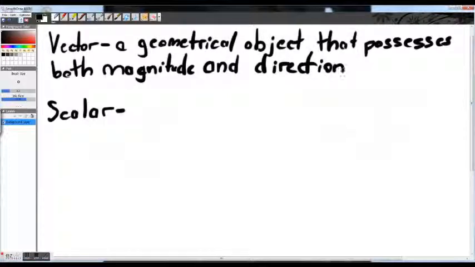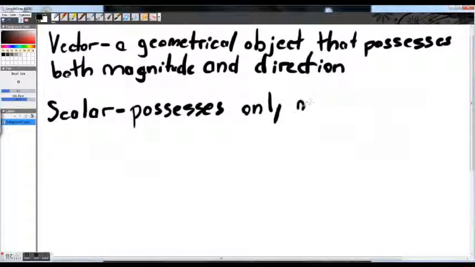A scalar possesses only magnitude. No direction.